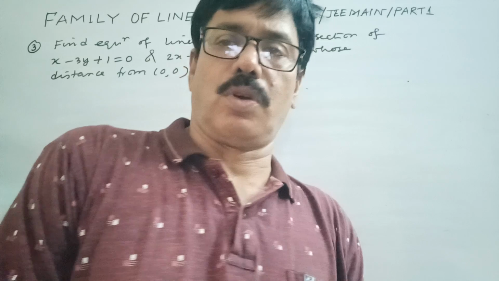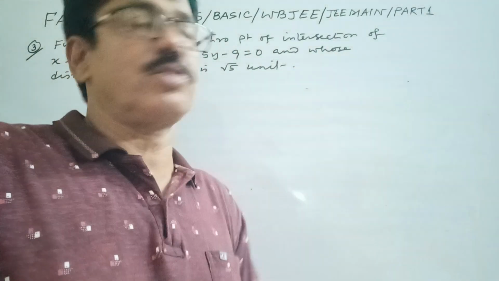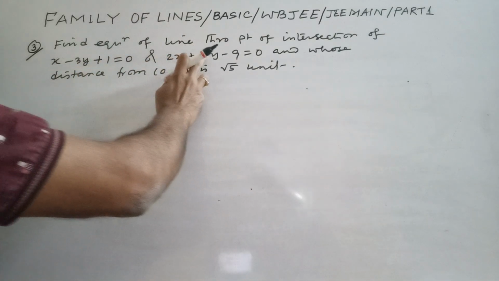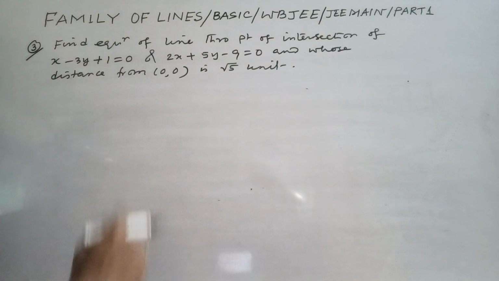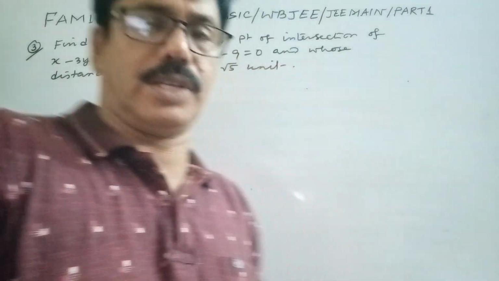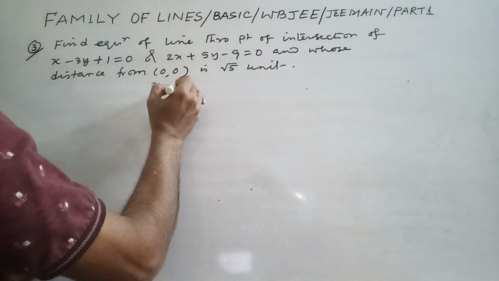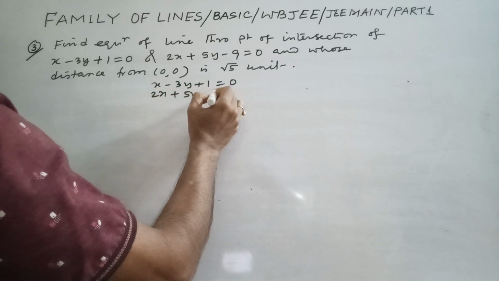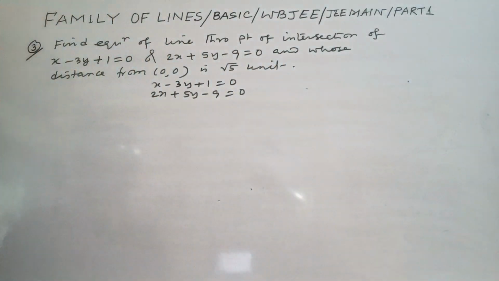Now one more problem. This is the most important problem. Find the equation of the line through the point of intersection of x minus 3y plus 1 equals 0 and 2x plus 5y minus 9 equals 0, whose distance from (0, 0) is √5 units. So two equations are given, x minus 3y plus 1 and 2x plus 5y minus 9 equals 0. All the terms are on the left-hand side.